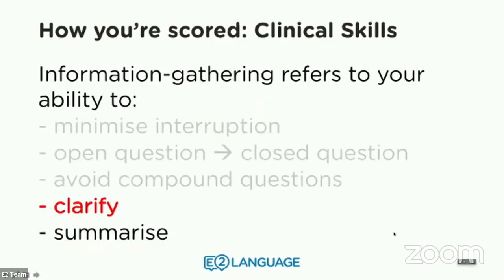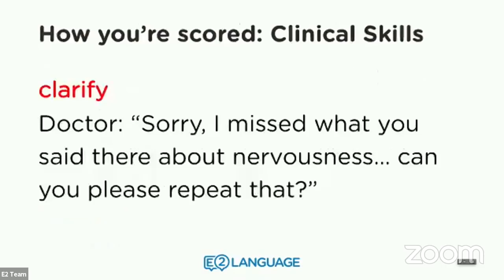All right. Information gathering also refers to clarifying information that is unclear. So if the patient says something that you don't quite understand, don't be afraid to say, sorry, I missed what you said there about nervousness. Can you please repeat that? Or to clarify, you might say something like, okay, with regard to your nervousness, is that the blah, blah, blah? You're clarifying information, making sure you've got it all right.